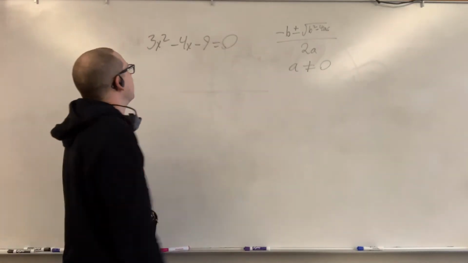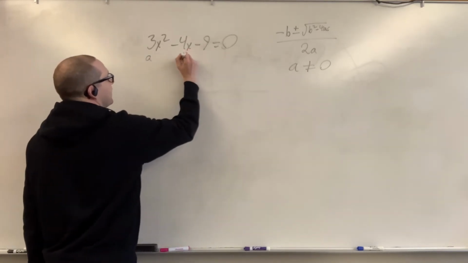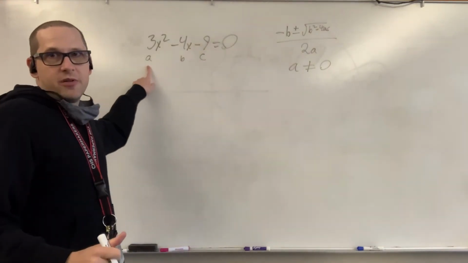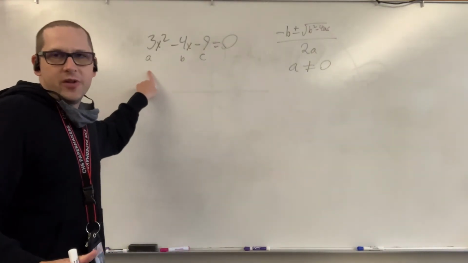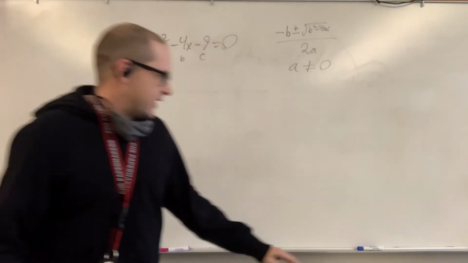This is A, this is B, this is C. Remember that we were referring to the integer, the number, not the variable. So leave the variable out when you do the A, B, and C. So that's what the A, B, and C is referring to.